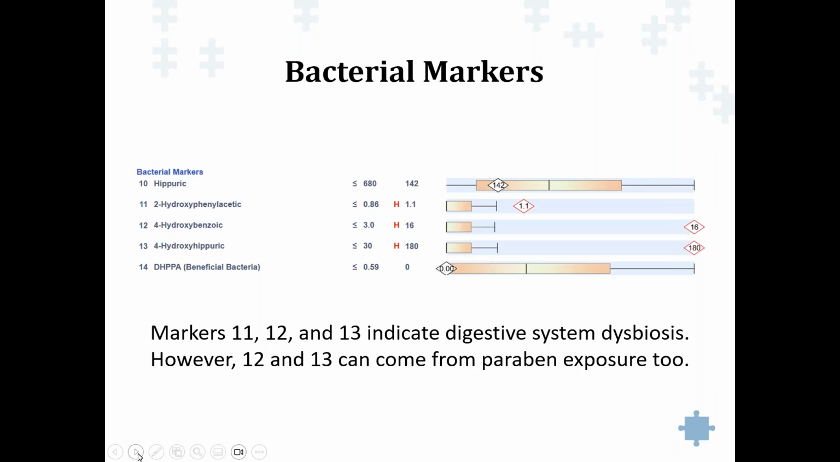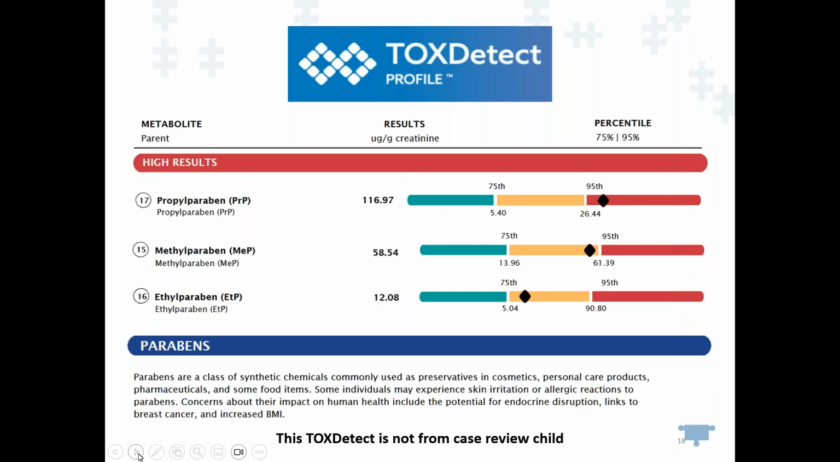These markers aren't specific to any given pathogen. They just indicate dysbiosis, but keep in mind that markers 12 and 13 could also be coming from paraben exposure. So parabens are things that we often get exposed to in various products. For example, deodorants and antiperspirants have parabens in them. So an additional consideration, if you see those markers high, is maybe to do an environmental chemical profile.